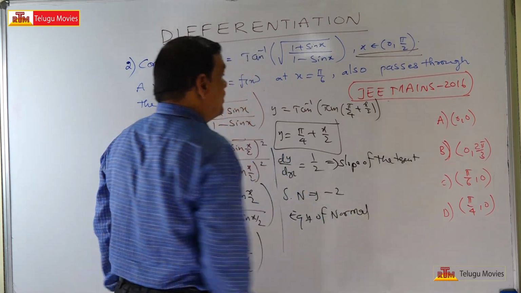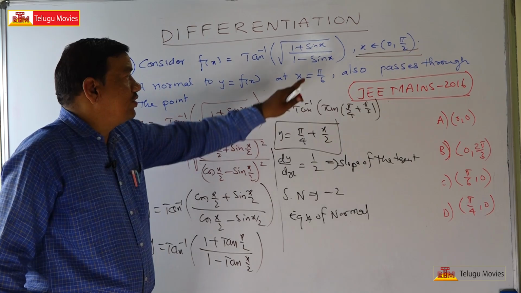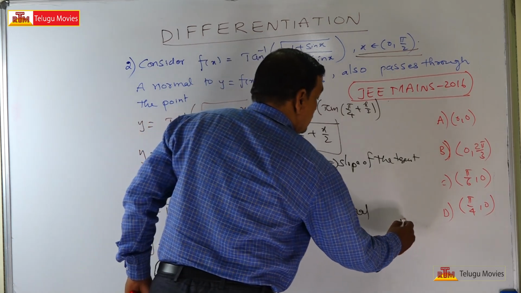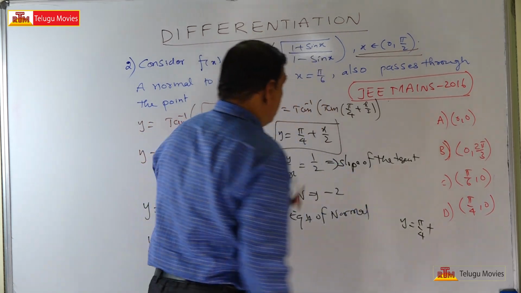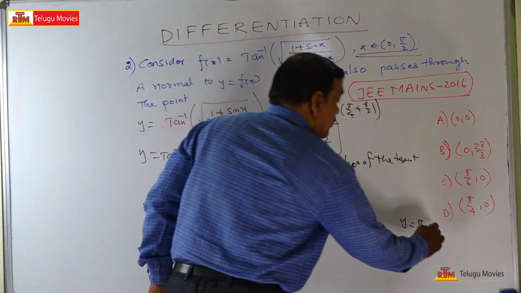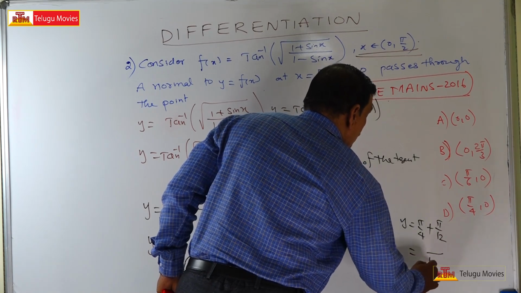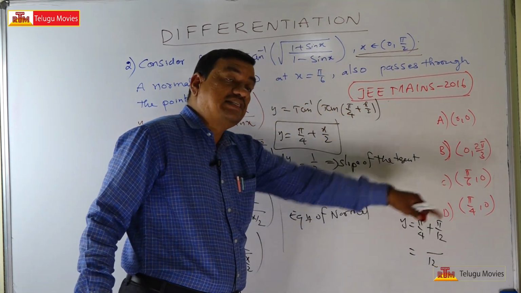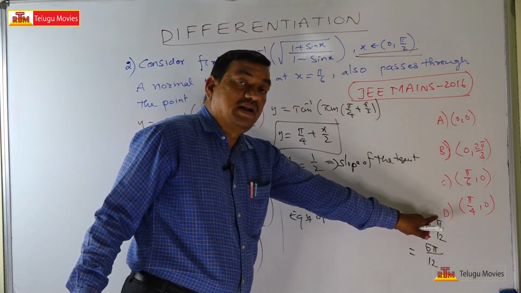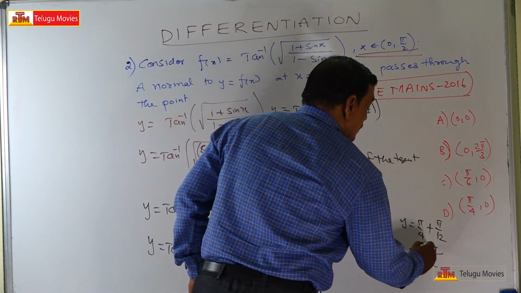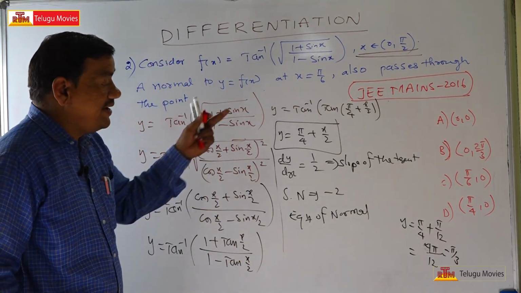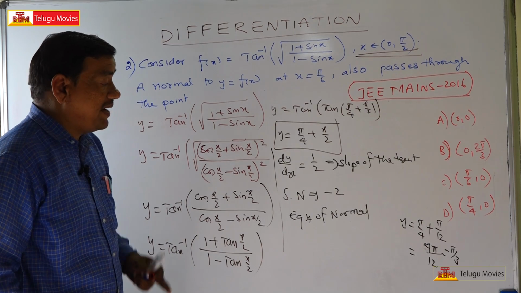What is the equation of the normal? To find the equation of the normal, we have to find out the point. Already the x coordinate we know, pi by 6. What is the y coordinate? Rough work, that is equal to pi by 4 plus x by 2. x by 2 means pi by 6 by 2, that is pi by 12. So LCM is 12, so here 3 pi plus pi, 4 pi by 12, pi by 3.